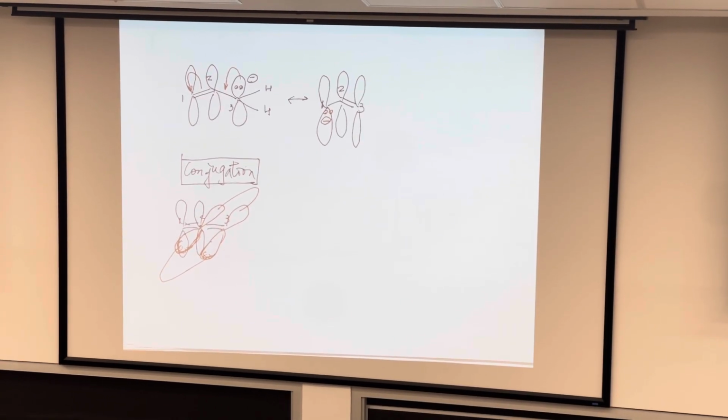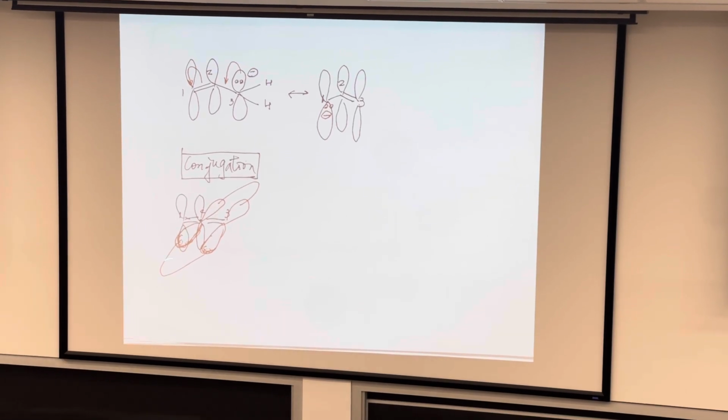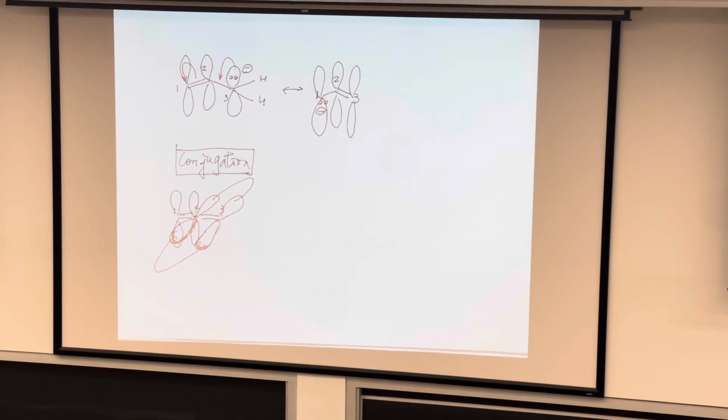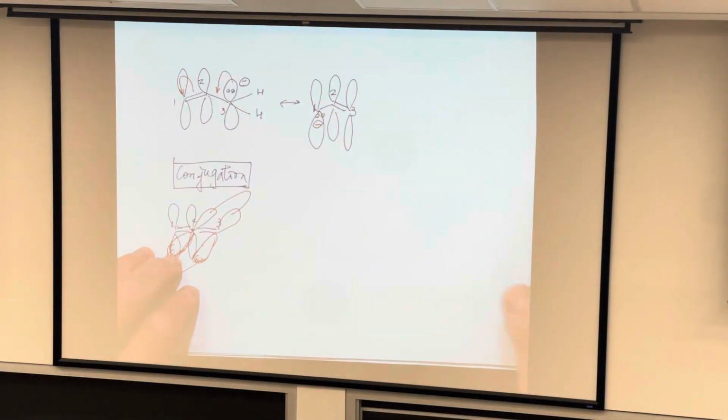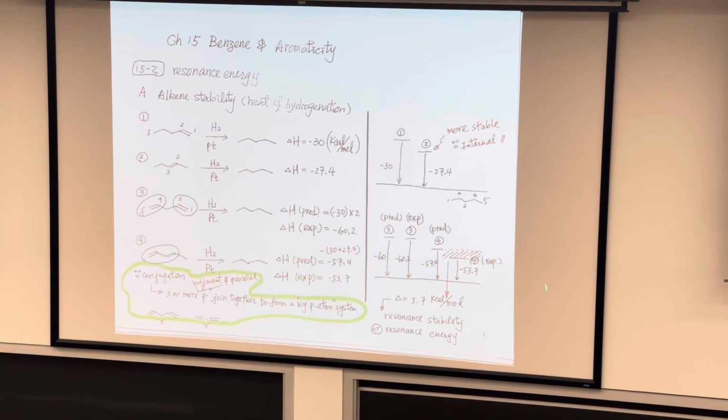So far, so good. So you can see that for the third one, the first one is perpendicular, one is front and back. Not a conjugation, not a conjugated system here. So that is the main point I want to discuss on the first page.